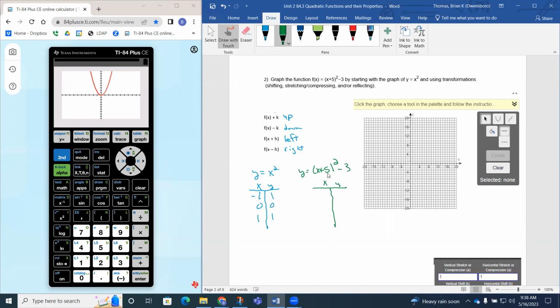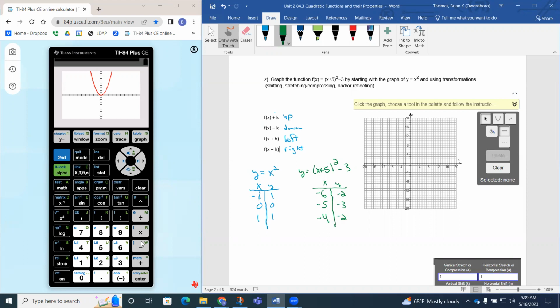the inside should make the graph move left. So I should be subtracting 5 from these x values. That would make this a -6, that a -5, and this a -4. And on the outside, notice how we have this -3. That's actually going to make the graph move down, so I should be subtracting 3 from the y values. So 1 minus 3 would be -2, 0 minus 3 would be -3, and 1 minus 3 again would be -2. So those are the ordered pairs we should be seeing.